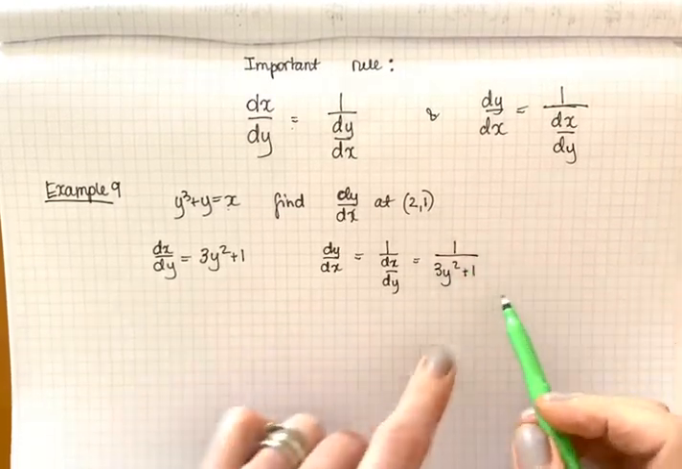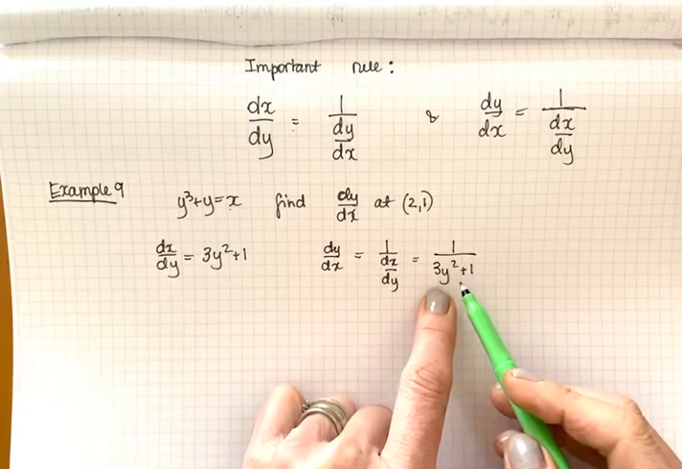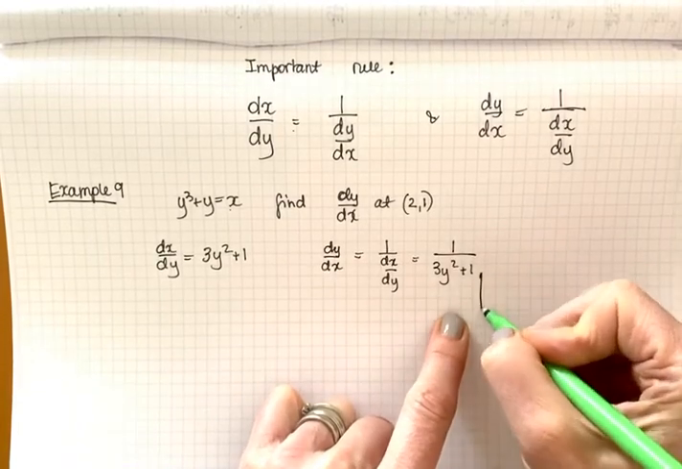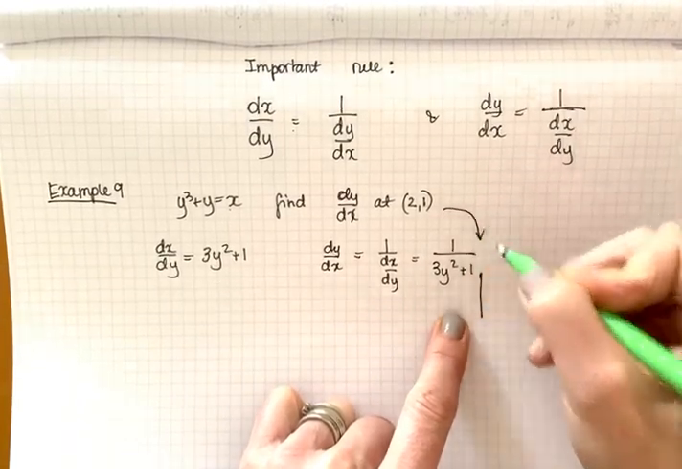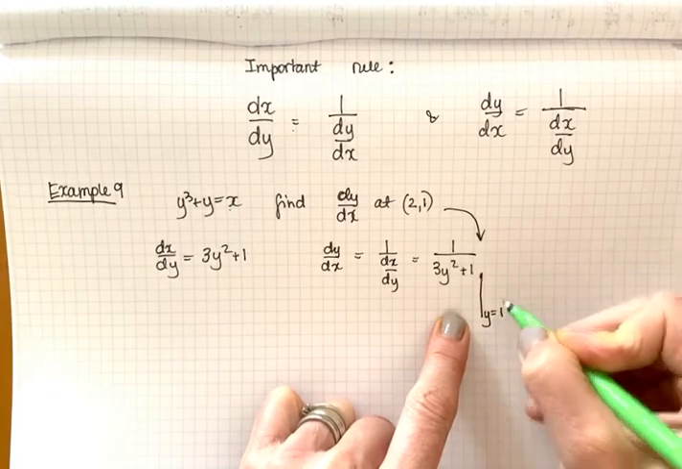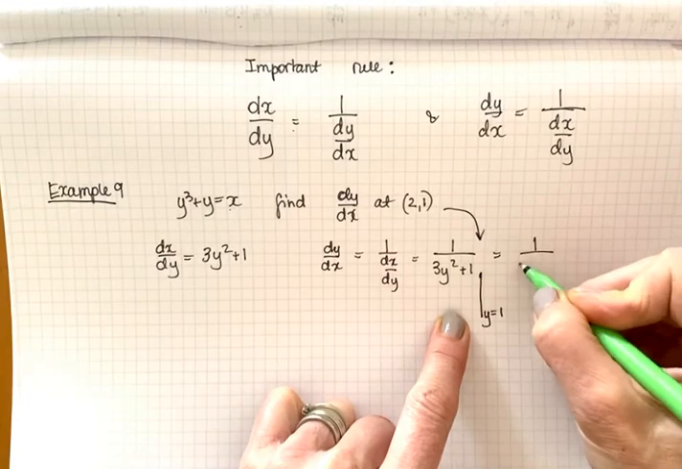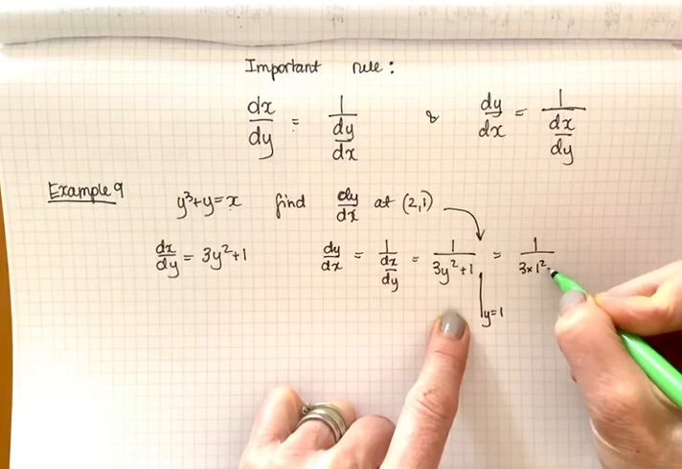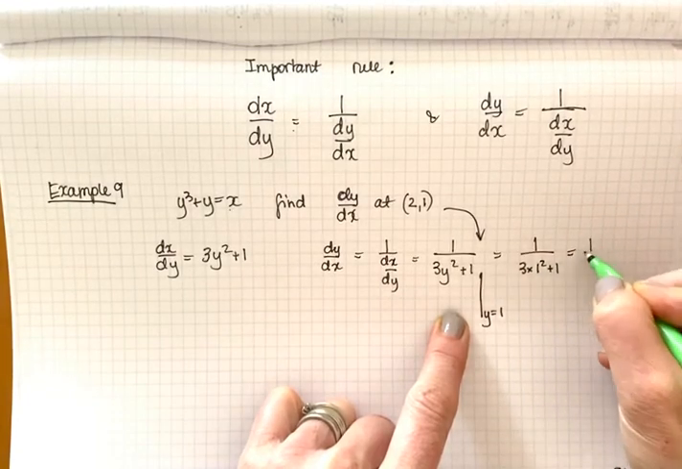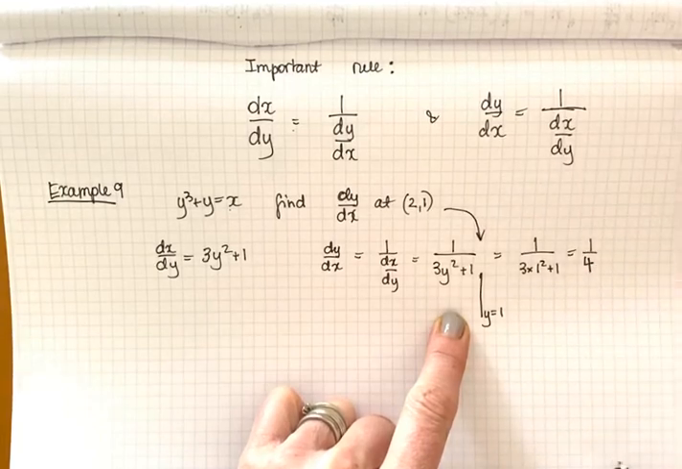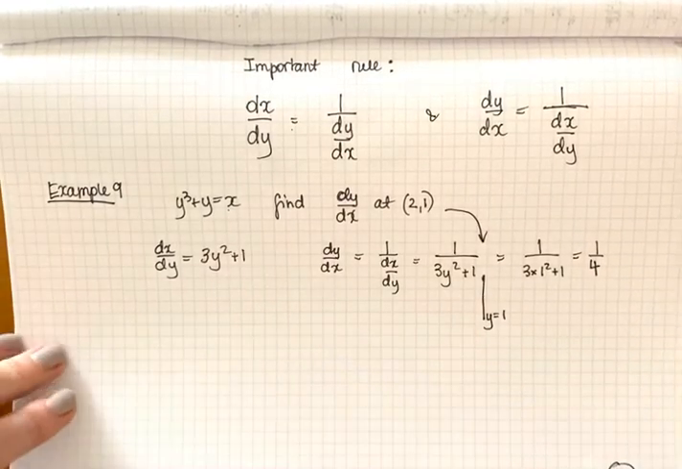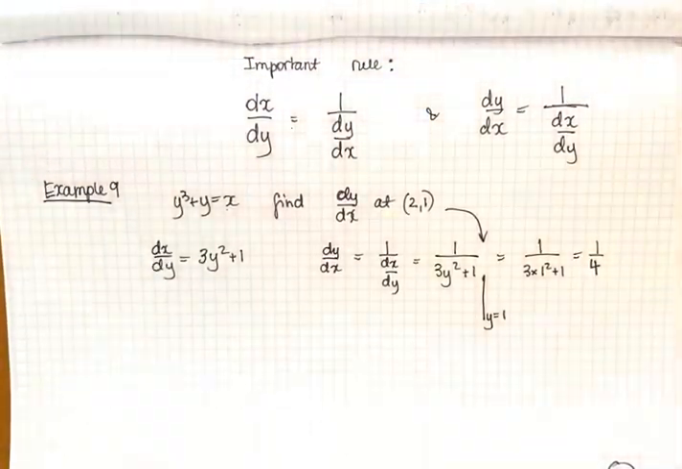So here you've got the derivative in terms of y. So if you want to find the value of that, we're just going to sub y coordinate. It only relies on the value of the y coordinate. So it's 1 over 3 times 1 squared plus 1, which gives you 1/4. There you go. You can have a go at exercise 9C.